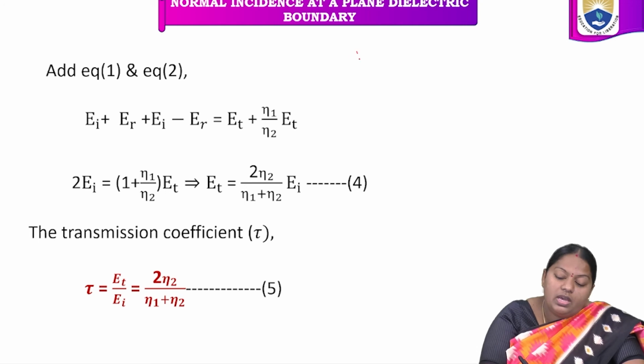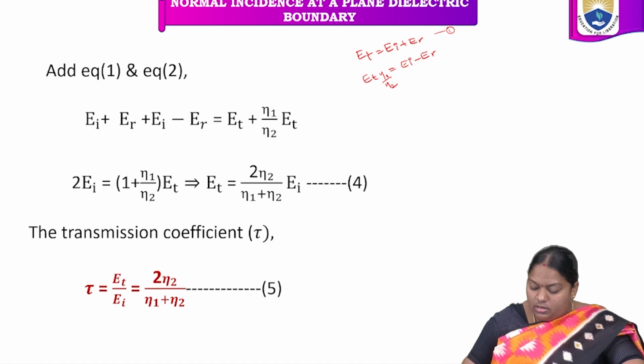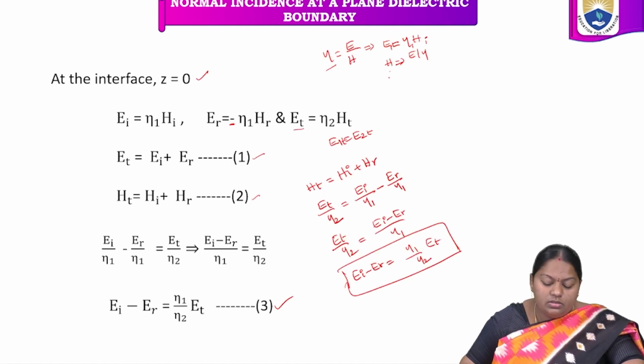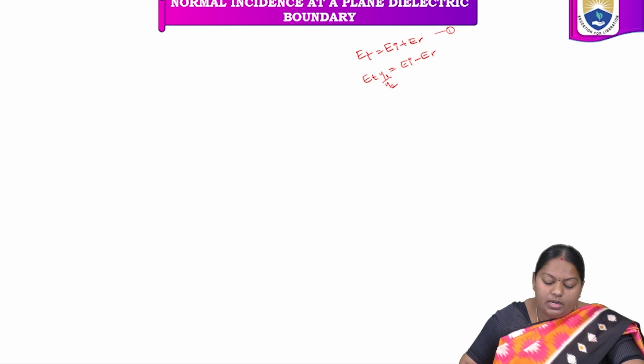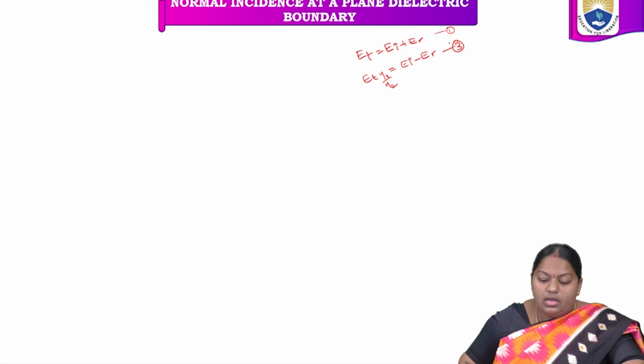So, in the equation 1, we have ET equal to EI plus ER, and this is from 1. And from 2, EI minus ER equal to ET into eta 1 by eta 2. Right? See here, if you observe in this equation number 3, that is EI minus ER equal to eta 1 by eta 2 into ET. Consider this as equation number 3, right?